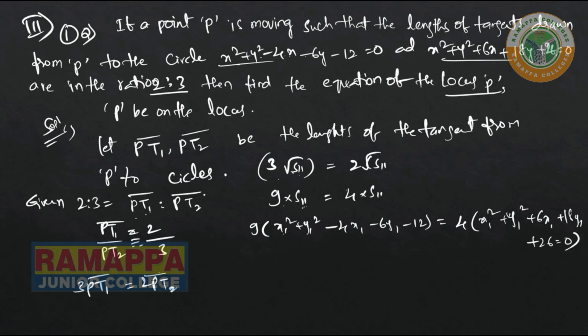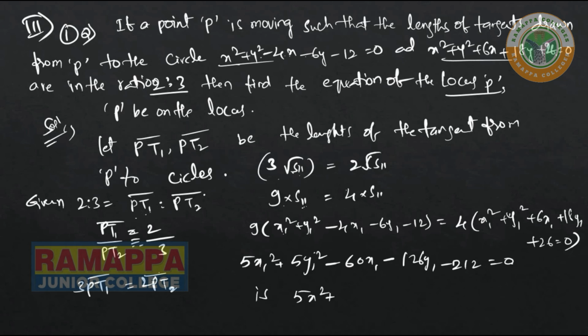Dear students, I did the total simplification already in my notebook, and I will go for the direct answer. After completing this simplification, it will become 5x1 square plus 5y1 square minus 60x1 minus 126y1 minus 212 is equal to 0. So the locus of P, removing the subscripts, is 5x square plus 5y square minus 60x minus 126y minus 212. This is the answer here.